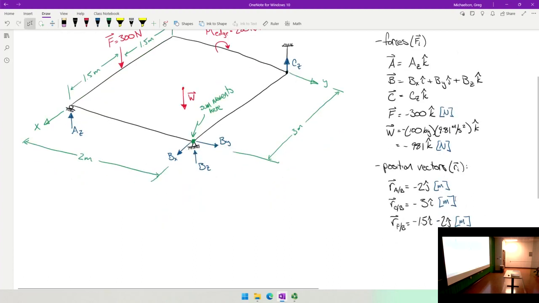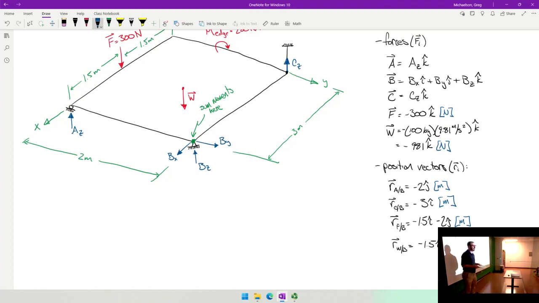And then lastly, for the weight, we're going to go half and half. So now again, notice how I did not report a vector for the edge, or a position vector for the edge moment. We're going to get to that here in a second.